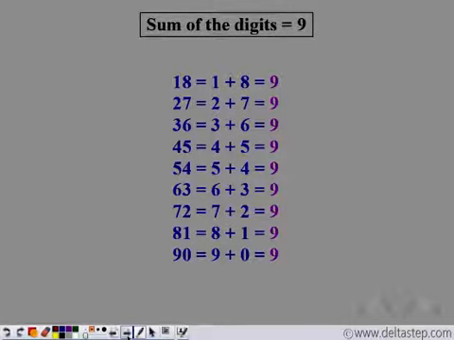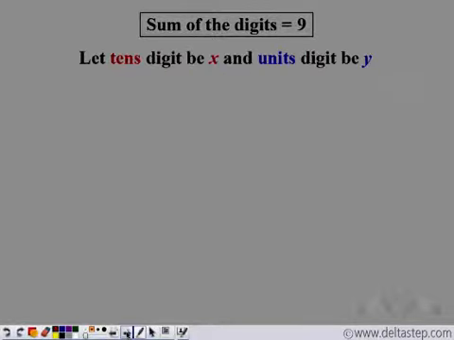Well, yes, there is. If you consider the tens digit of the number to be x and the units digit of the number to be y, then the sum of the digits will be x plus y. So tens digit is x, units digit is y, sum of the digits is x plus y. So we should have x plus y is equal to 9. And this essentially is the hint which I have given you. x plus y is equal to 9.